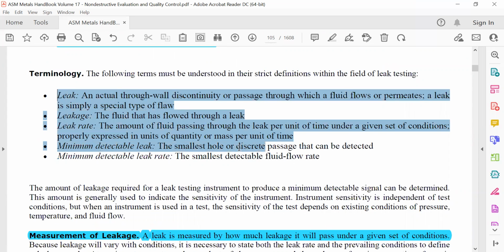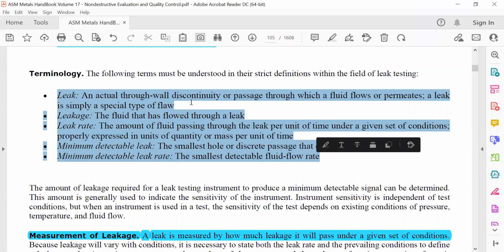Terminology. Leak: an actual through-wall discontinuity or passage through which a fluid flows or permeates. A leak is simply a special type of flow. Leakage: a fluid that has flowed through the leak.